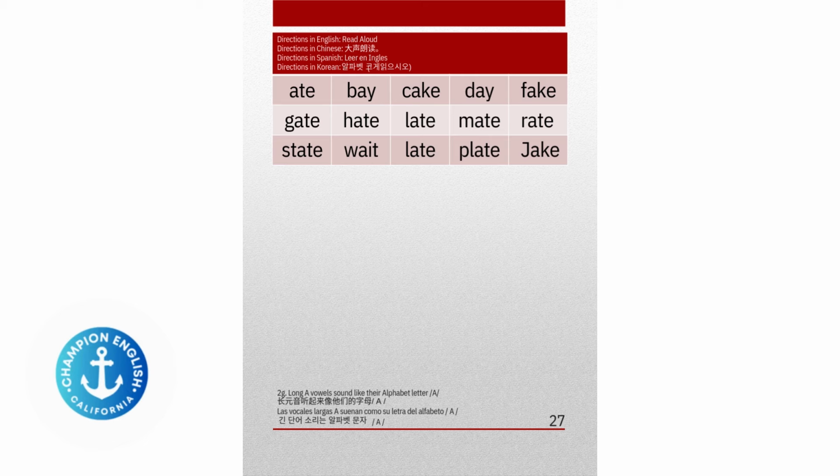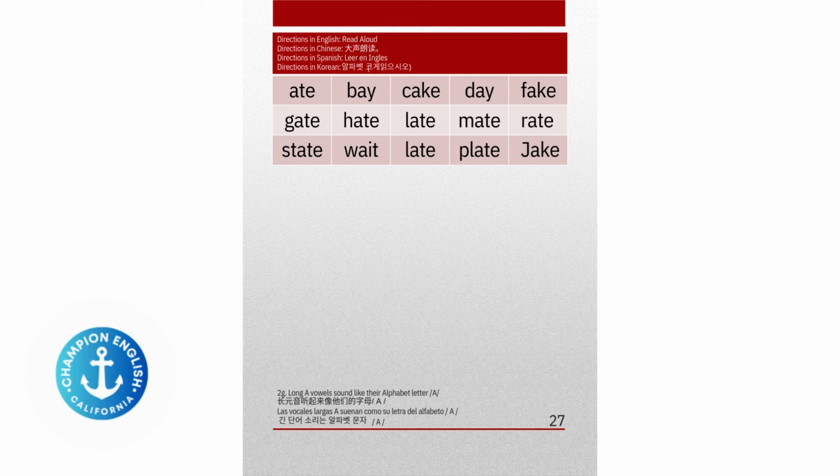So now we're going to take our time and we're going to sound out each word together because that's how we learn how to read. Here we go, students. B and A, bay. K and A, cake. D and A, day. F and A, fake. G and eight, gate. H and eight, hate.